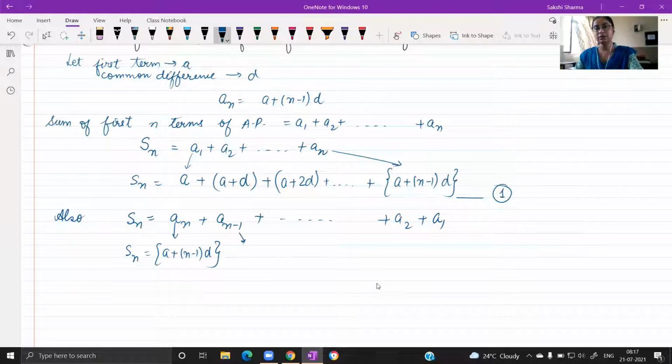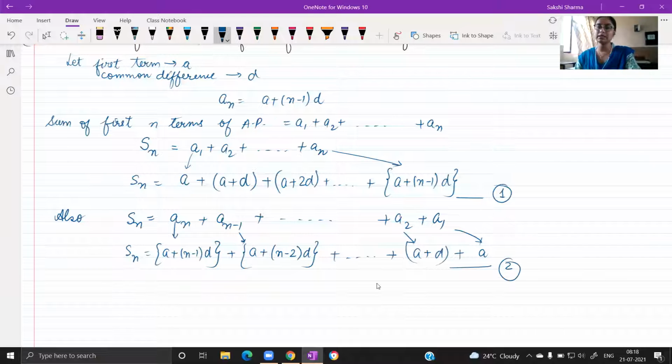nth term. Then for the n minus 1th term, what will the previous term be? A plus n minus 2 times D, so on up to the second term and the first term. This can be taken as the second equation. Tell me if it is clear till here. We have only done the representation. Anyone who could not understand what I have written here?